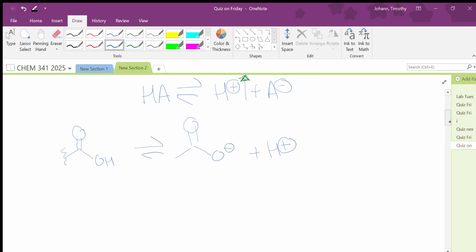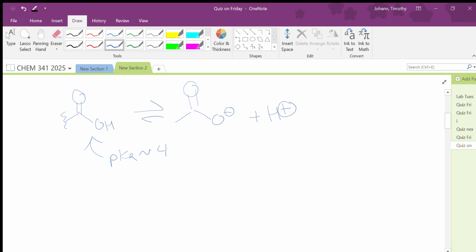Okay, the pKa of a carboxylic acid is about 4. Not always. Okay, depends on what's around it. Will influence it. Depends on what functional groups are on it that are near it, and what things are near it in three-dimensional space. All right, and then the other functional group that's going to be really important to us is going to be amines.